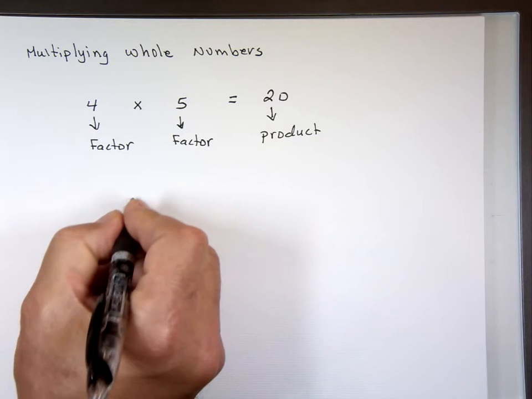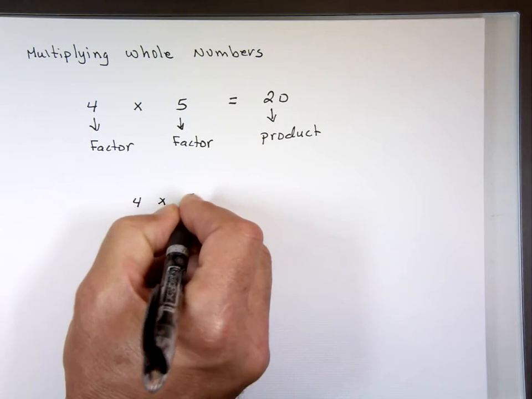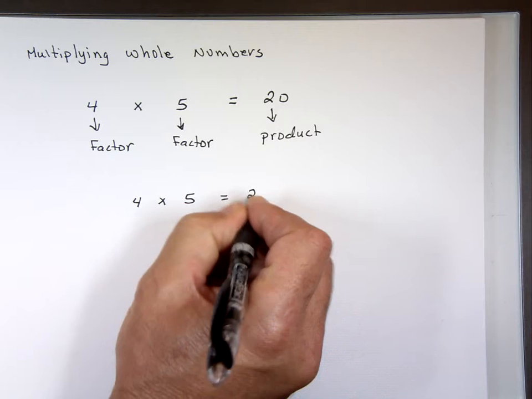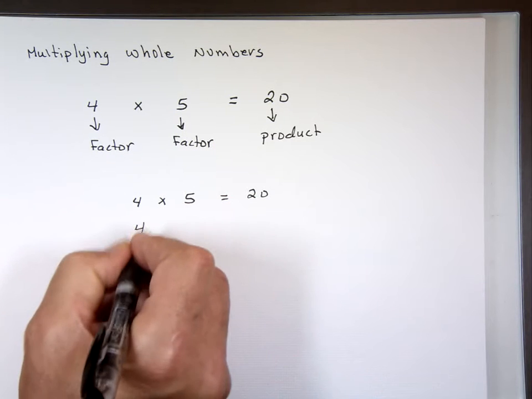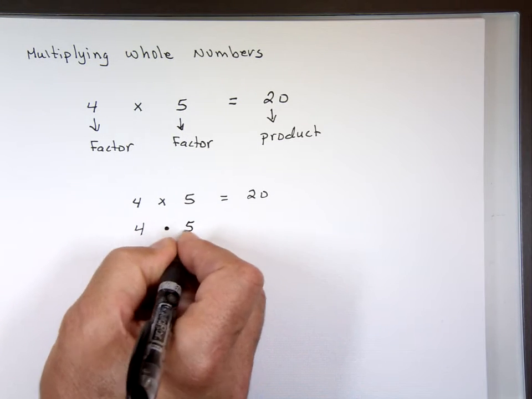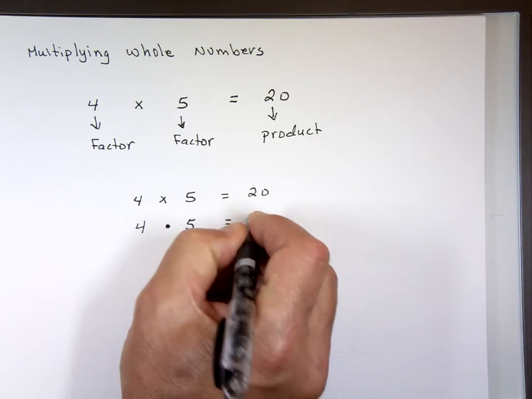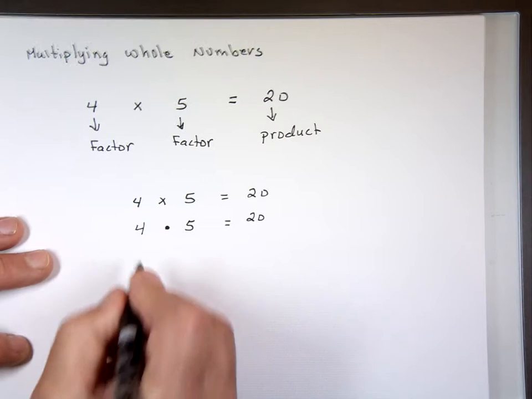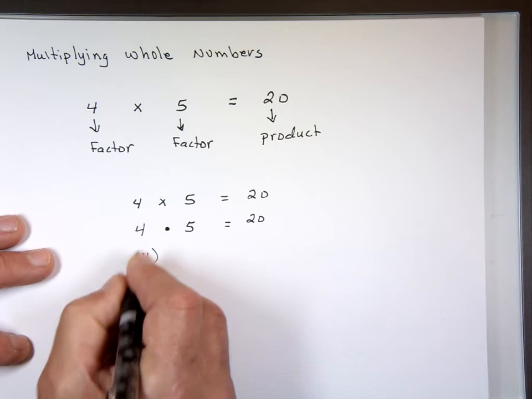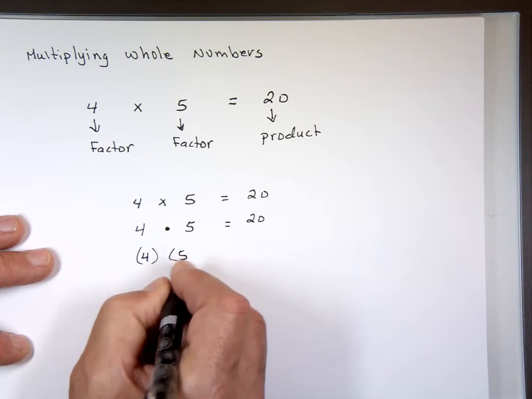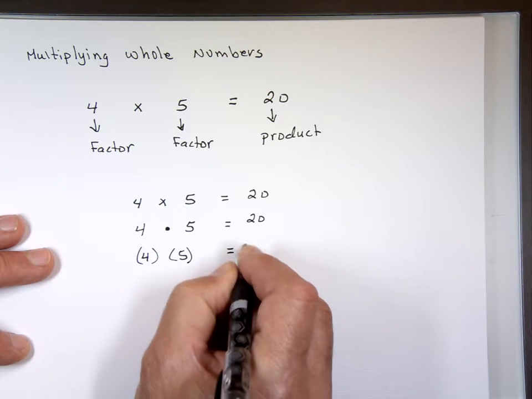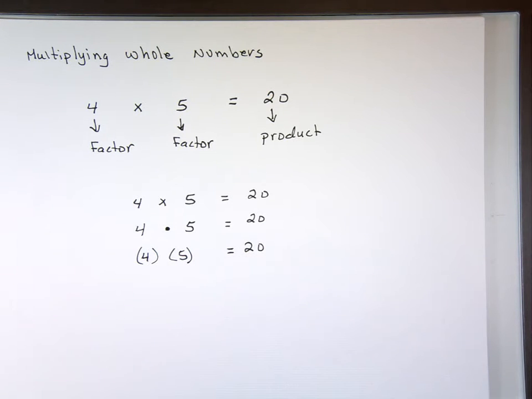Now, so we write 4 times 5 equals 20. That's how I write that. Some people will write that 4·5. The dot means multiply. 4 times 5, that's equal to 20. Some people will write that 4 times 5 like this, with parentheses. That also means multiplication. So all three of them, when you see that, it means multiply. And I mix and match. I don't really have any preference.